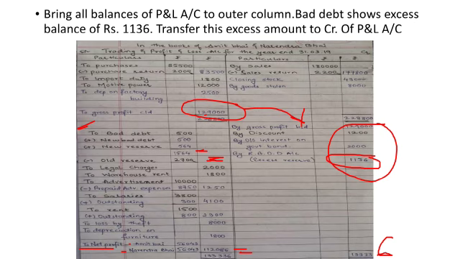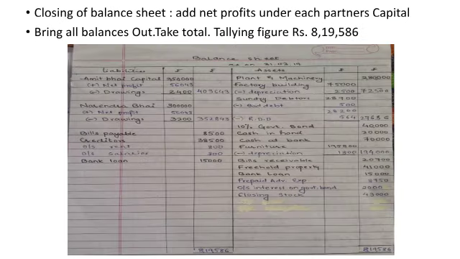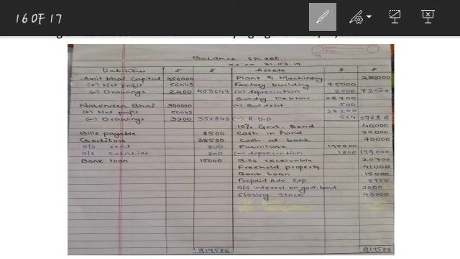Now this net profit, what to do with this? This net profit is added to the particular partner's capital. You can see the net profit of Amit Bhai is added to the capital of Amit Bhai, and Narendra Bhai's net profit is added to the capital of Narendra Bhai.